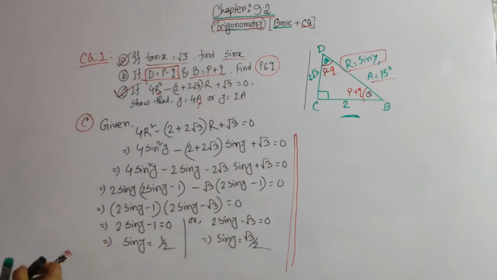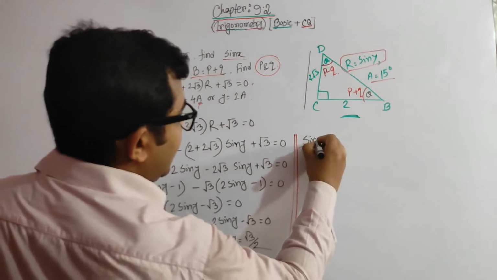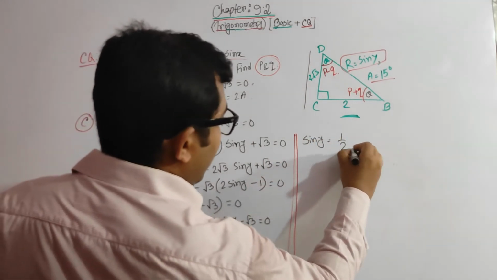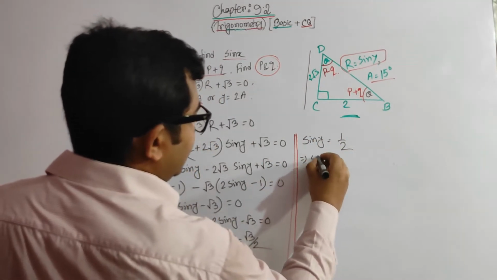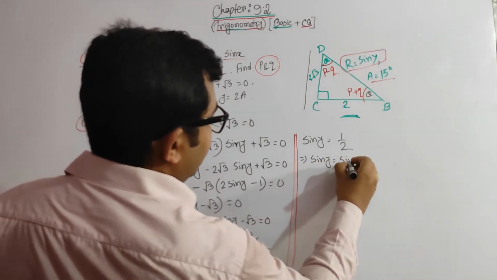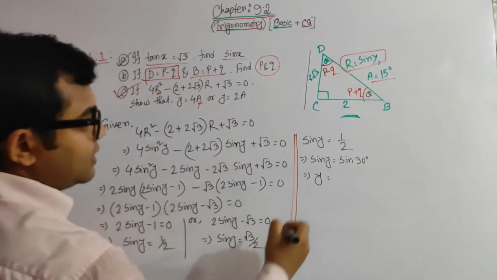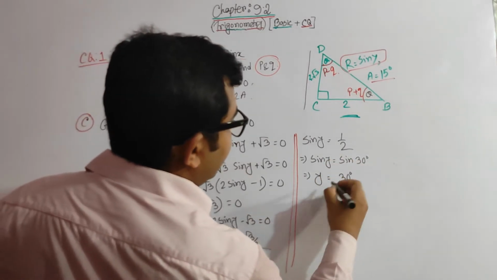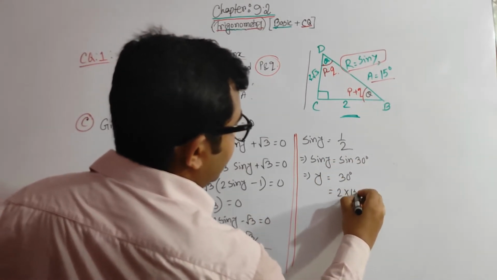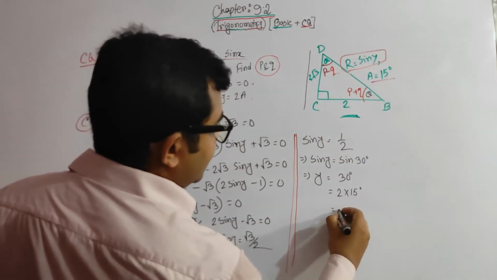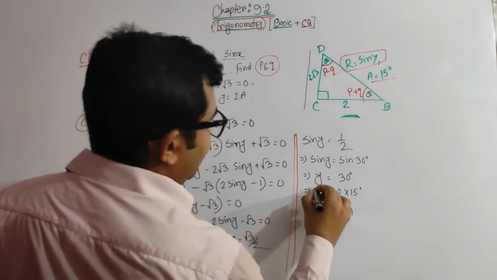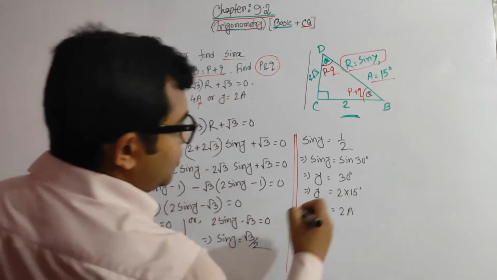Here sine y equals half, or we can write sine y equals sine 30 degrees, so y equals 30 degrees, and 30 degrees can be written as 2 into 15 degrees. We know 15 degrees is equal to a, so we get y equals 2a.